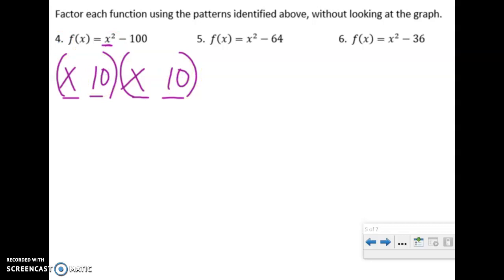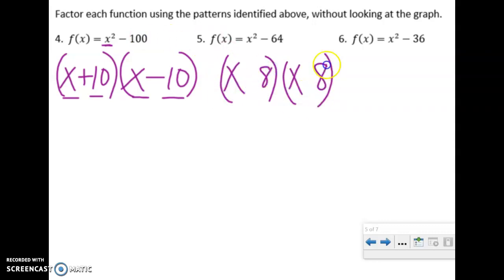times 10. So they look the same until you put in the signs, because one's positive and one is in fact negative. So hopefully you saw that the answer to this is the two binomials that would look almost the same, x and 8, x and 8, with one positive and one negative.